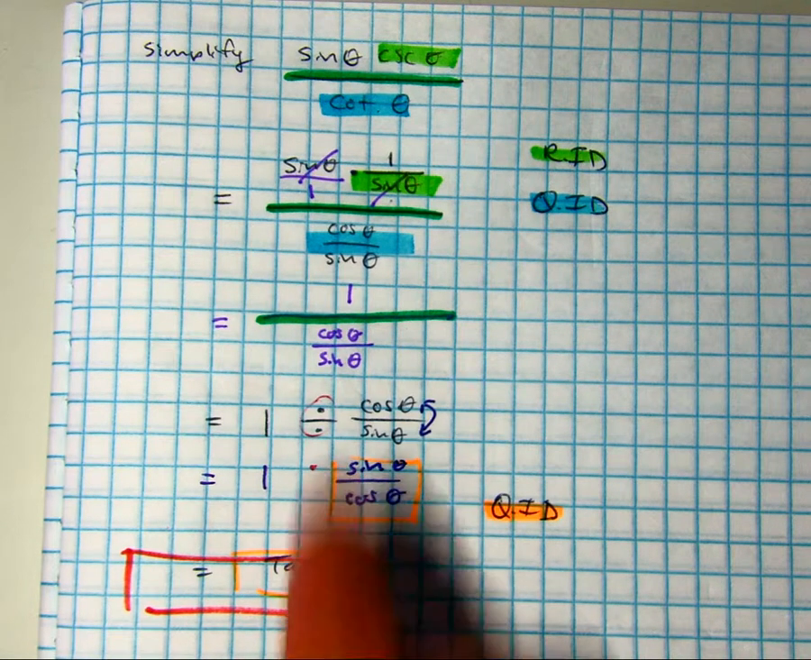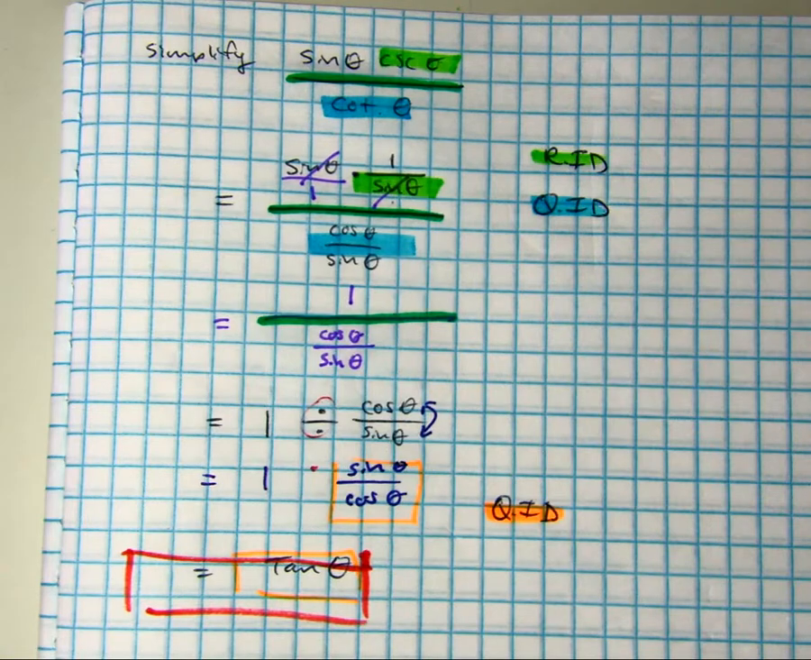So to simplify these, just change them into sine and cosines. Use your identities, and you should have a nice, clean answer when you're done.